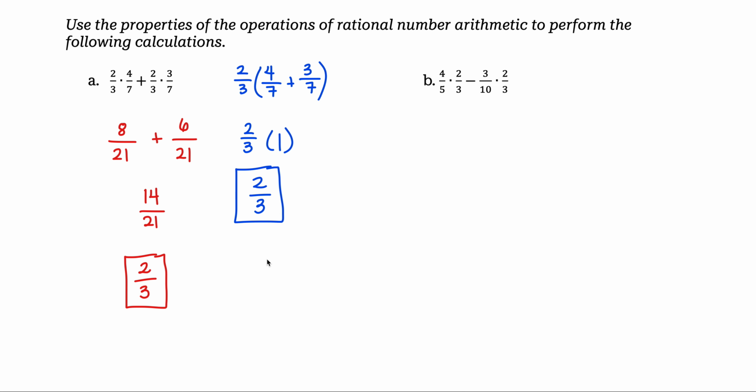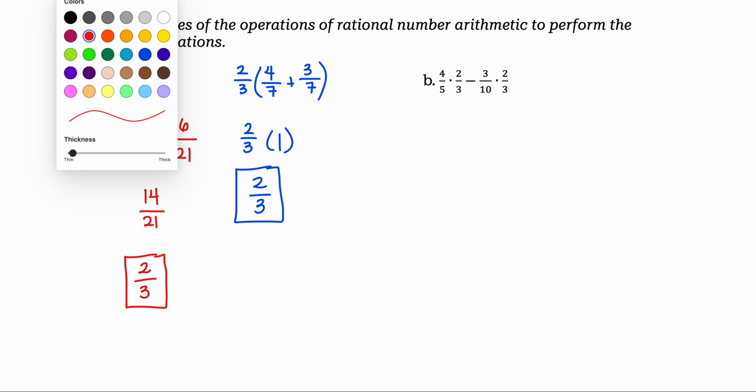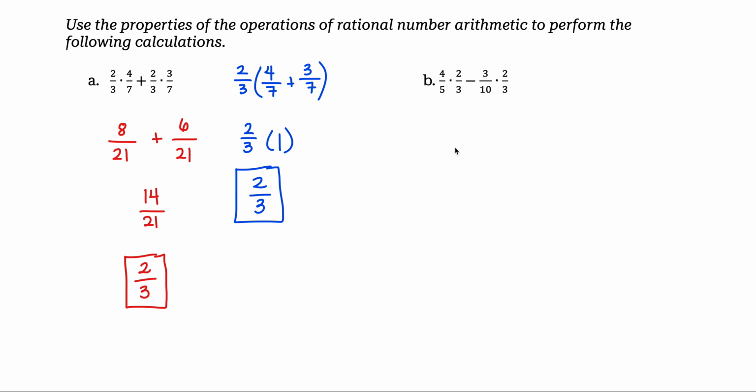Both completely valid ways to work the problem, just from two different directions. It's whether you want to multiply first and then add them, or if you see that distributive property and use that. But they'll both give you the right answer. One of them is not more correct than the other. So I'm going to do the same thing with this second example here.